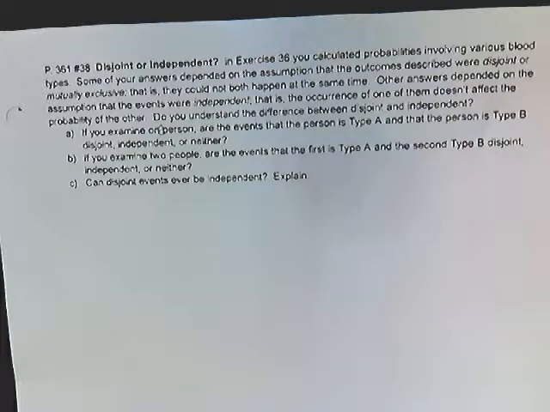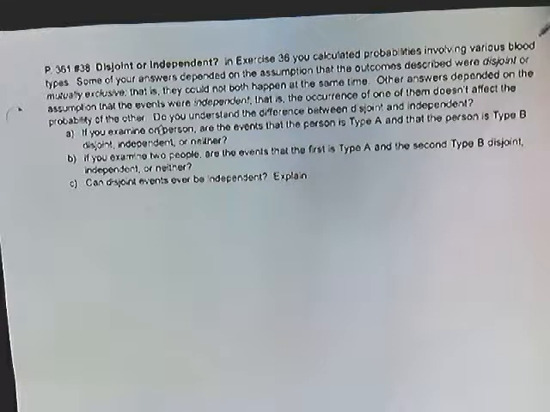We're going to talk quite a bit more about that in the next one. If you examine two people, are the events that the first is type A and the second is type B disjoint, independent, or neither? Well, when I'm looking at two people at a time, that's really more of the independent selection. Does one person's blood type affect another, assuming they're random? No. So they are independent. Can they happen at the same time? Can this person be type A and that person be type B? Yes, those two events could occur.